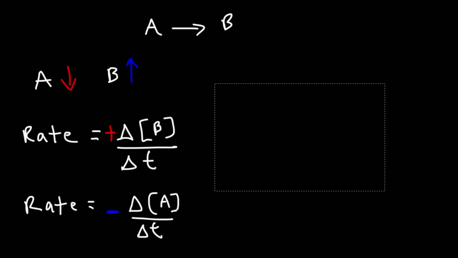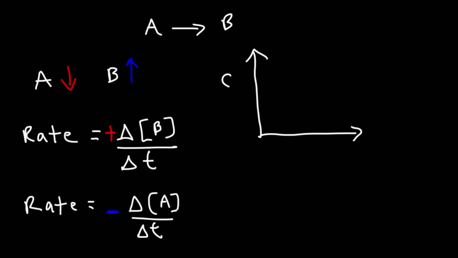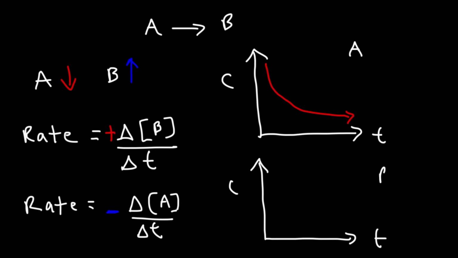So let's draw some graphs. If we were to plot the concentration of A with respect to time, the concentration will decrease over time. Now how it decreases depends on the reaction. It can be a straight line or it can be a curved line. But generally speaking, the reactant will decrease in concentration over time, whereas the product, let's use B for example, the product B will increase in concentration over time. Now let's erase a few things.